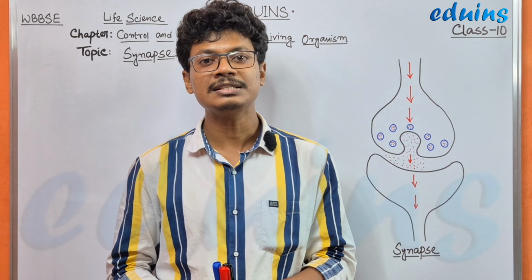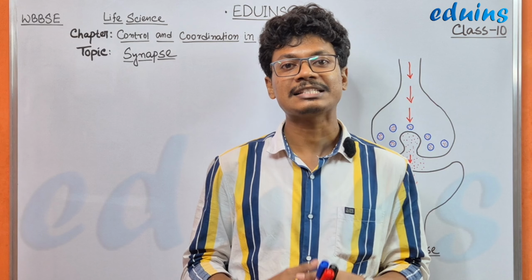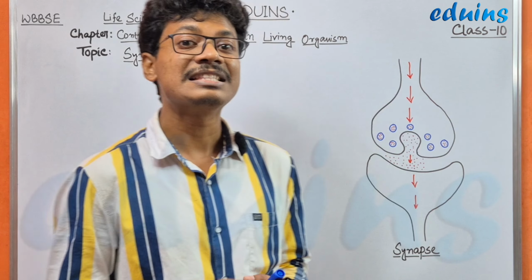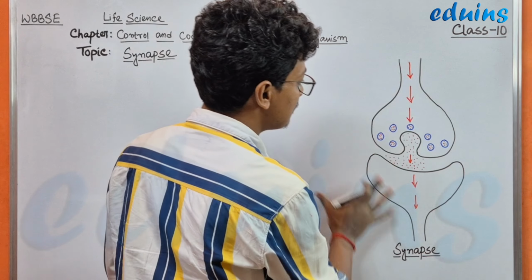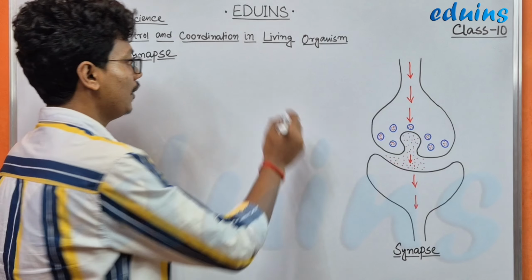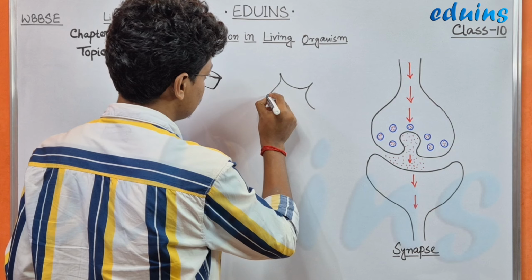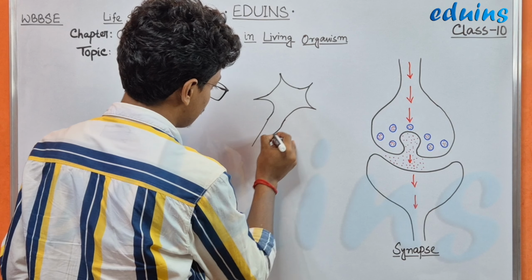Today we will discuss the synapse. So what is a synapse? We know that a synapse is the junction between two neurons, that is, the nerve cells. So this is the structure of a neuron. A neuron looks like this. This is the structure of a neuron.